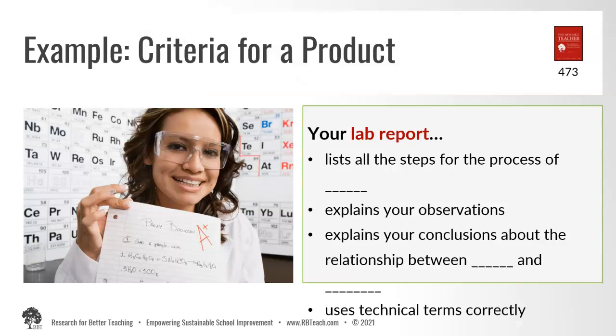Your lab report. Your lab report lists all the steps for the process of whatever, photosynthesis. Okay, product. It explains your observations. It explains your conclusions about the relationships between blank and blank, and it uses technical terms correctly. Notice these verbs are all in the present tense.